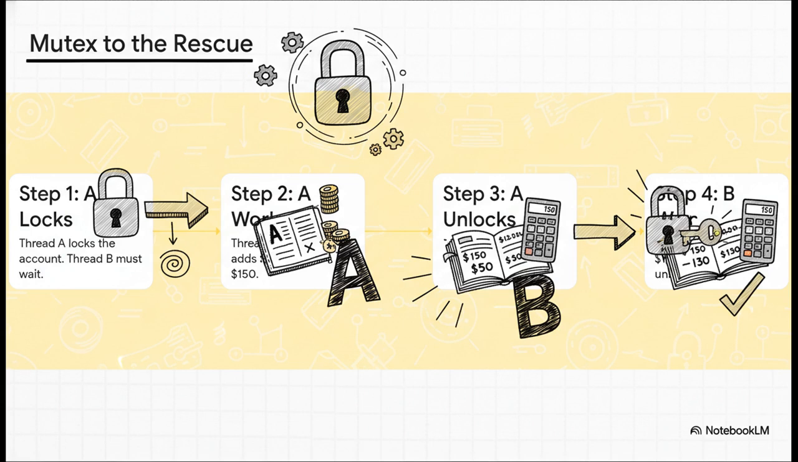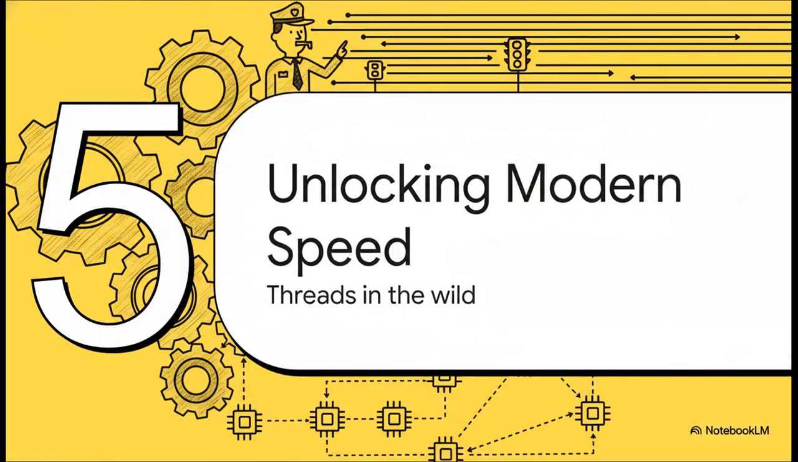Now thread B can have its turn. Step 4. Thread B locks the mutex, reads the correct current balance of $150, subtracts its $20, and writes the final, perfectly correct balance of $130 before it unlocks. See? Order is restored. The math works. And this combination, this elegant dance between parallel workers, our threads, and these digital traffic cops, the mutexes, this is what really unlocks the speed of the modern computer that you are using every single day.